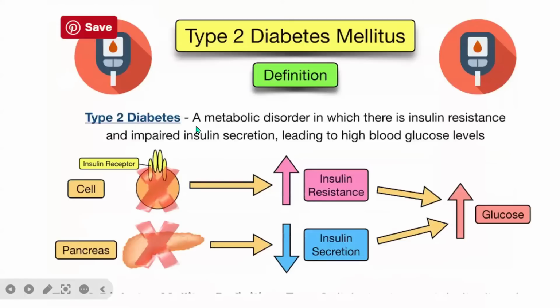Type 2 diabetes, as we said, is a metabolic disorder in which there is insulin resistance and impaired insulin secretion, and this leads to a high blood glucose level. You see here, you have the insulin receptor, and of course you have the pancreas here. In a situation where you have the cells and you have the insulin, but the cells are not responding or not properly coordinating with the insulin, then of course there will be insulin resistance. That will lead to an increase in blood glucose level.